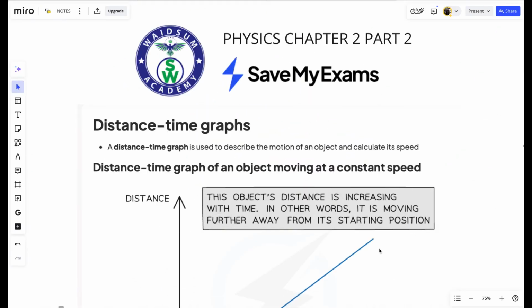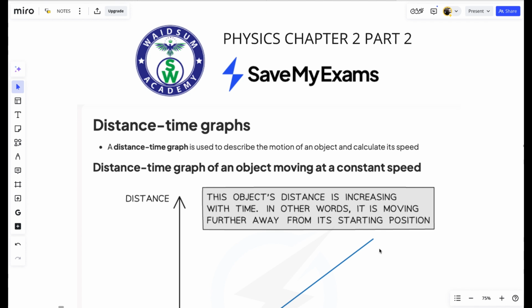Today we'll be looking at Physics, Chapter 2, Part 2, and in this part we'll be looking at the distance time graph and speed time graph. We'll be looking at motion, and we'll be showing motion using graphs. First we're going to plot the distance traveled against the time taken for that journey so that we can calculate the gradient, and the gradient of the distance time graph gives us the speed of the motion.